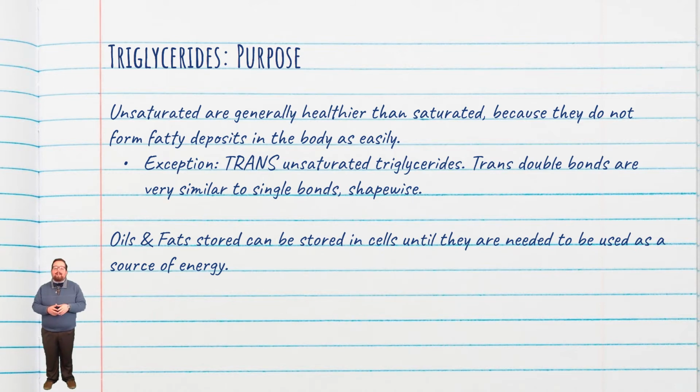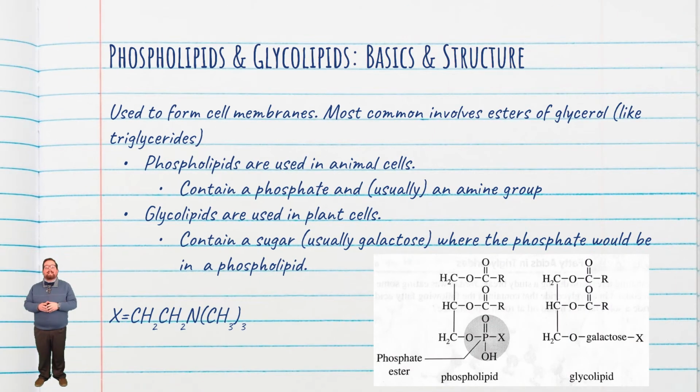This still gives us a fairly linear molecule and will act like a saturated triglyceride, or a fat instead of an oil. Both oils and fats are stored within cells until they're needed later for energy. Our second type of lipids are phospholipids and glycolipids. They're used to form cell membranes.